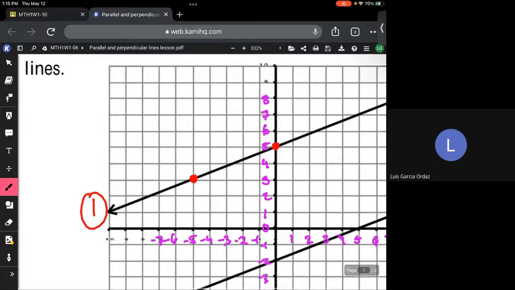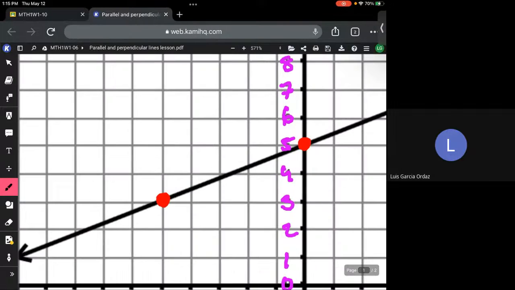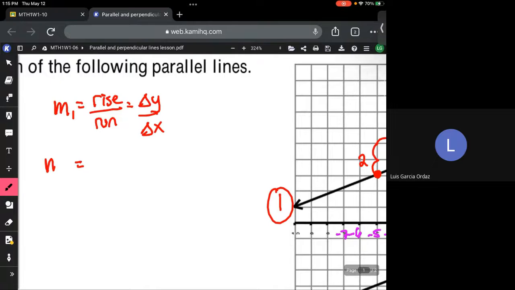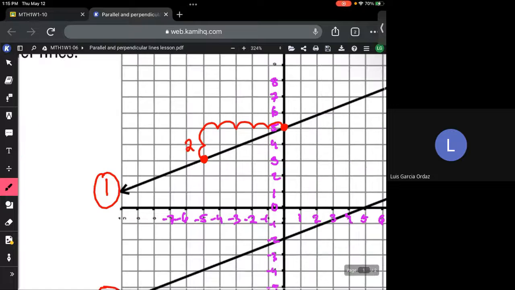So if we're using these 2 points, what is my rise? 2. And what's my run? 5. Move 2 up, move 5 right. Yep. So my slope for the first line is 2 over 5. Perfect. What's the b value for line number 1? Where does it cross the y-axis? At 5.